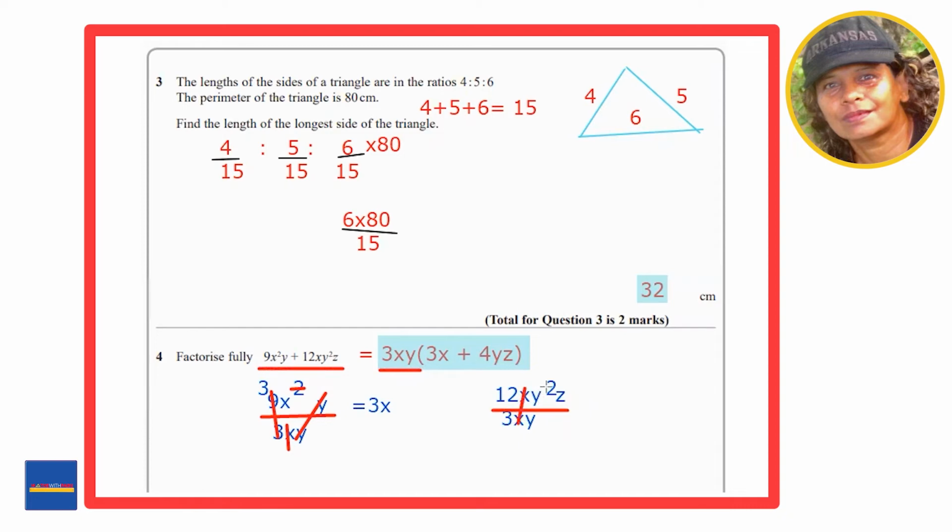We have a power of 2 on y on top and a power of 1 at the bottom, so that just becomes a y on top. We can cancel the 12 and the 3. 12 divided by 3 we know is 4. So we're left here with a 4, a y, and a z. So as you can see, what I have here is what I've written here, and what I am left with here is what is written here.